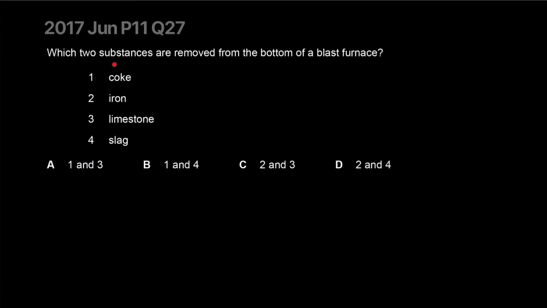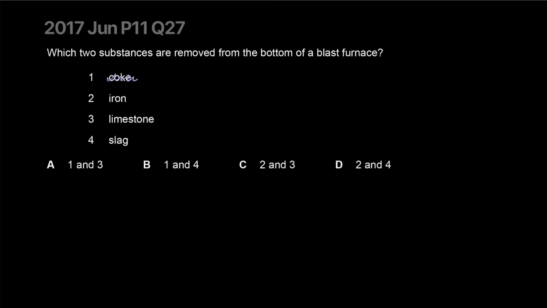Which two substances are removed from the bottom of the blast furnace? Coke, carbon. Actually, coke isn't removed, it reacts, right? Coke will be the carbon that burns and turns into carbon dioxide, oxidizing this, reducing the iron. So coke is more likely used up.